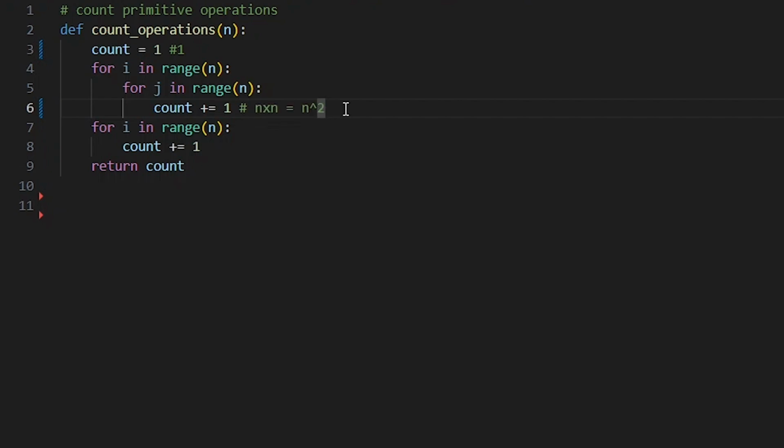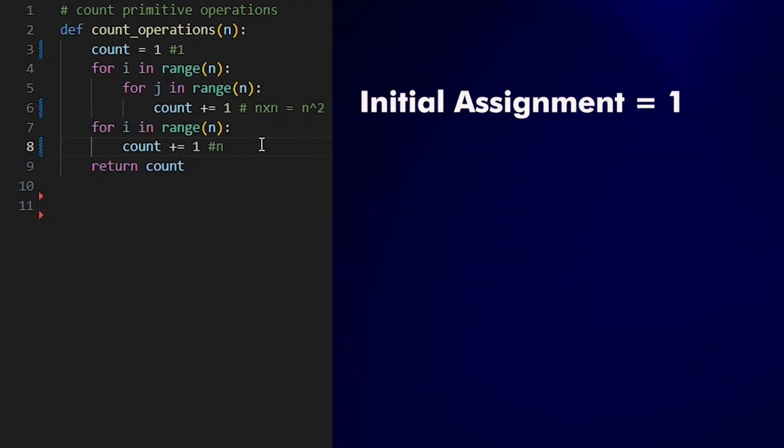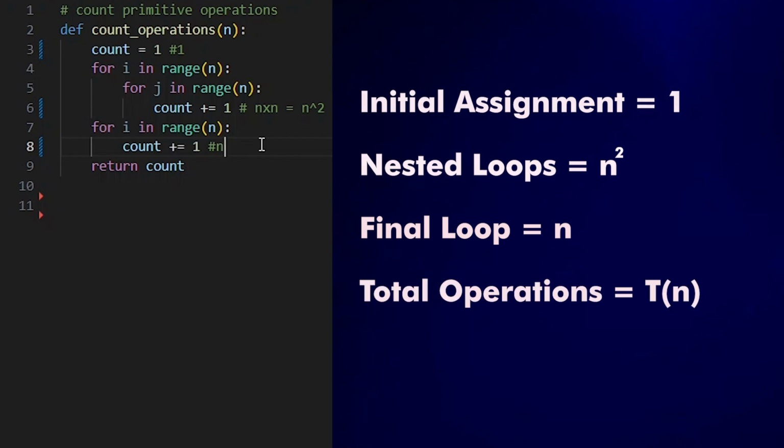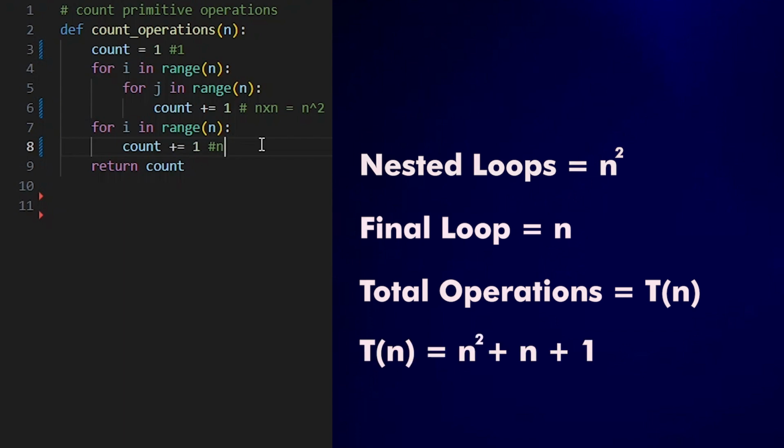Then after the nested loop, there is also another loop that runs n times, and this contributes n number of primitive operations. So to sum it up, we have one operation from the initial assignment. We'll have n raised to power 2 operations from the nested loops, and then we have n operations from the final loop. Together, the total number of operations can be expressed as a function T(n) equal to n raised to power 2 plus n plus 1.